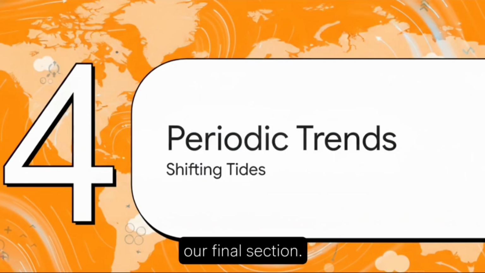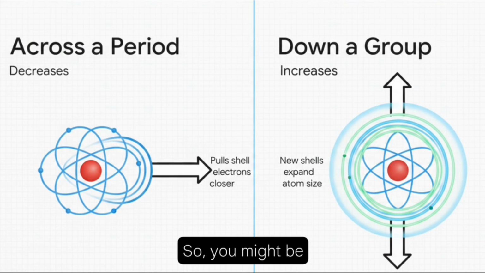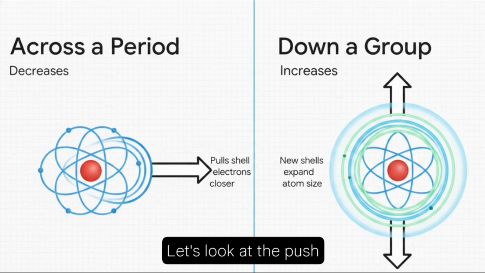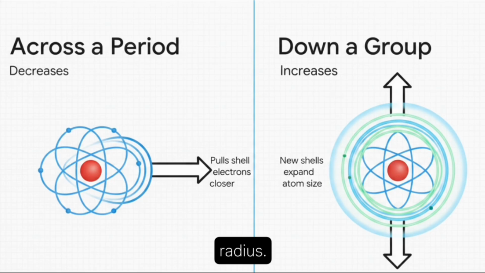All right, let's head into our final section. Section 4, Tracking Periodic Trends, Shifting Tides Across the Map. So, you might be wondering, how big is an atom anyway? And does its size change depending on where you travel on our map? Let's look at the push and pull of the atomic radius.